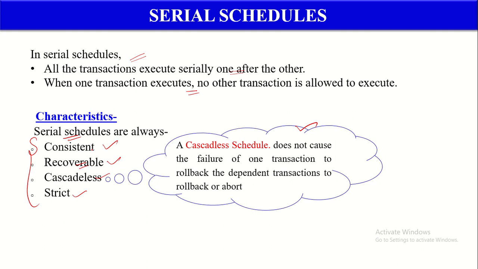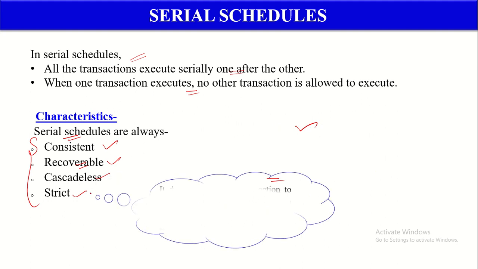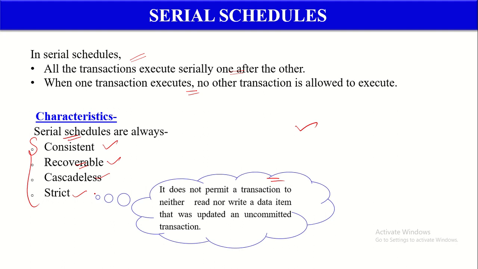The next property of a serial schedule is cascadeless. A cascadeless schedule does not cause the failure of one transaction to roll back or abort the dependent transaction. The next property of a serial schedule is strict schedule. A strict schedule does not permit a transaction to either read or write a data item that was updated by an uncommitted transaction. So these are the characteristics of a serial schedule, and these are always maintained.